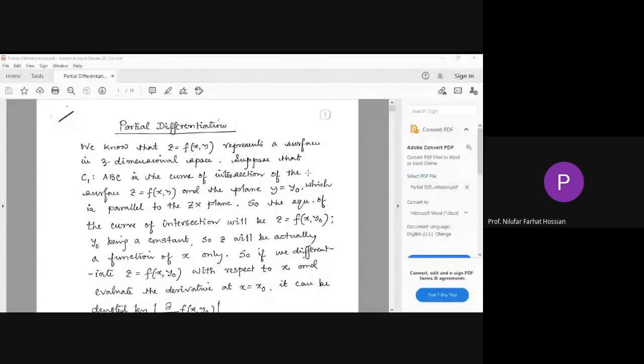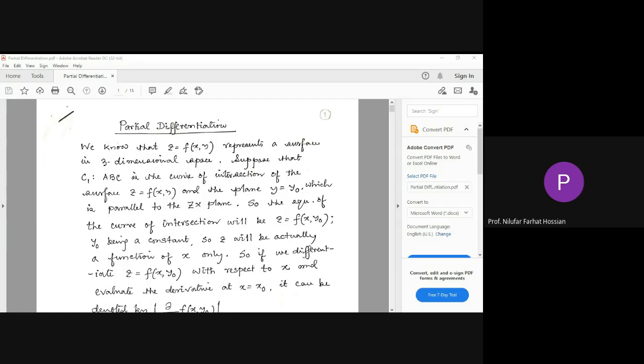Can you see me now? Yes, ma'am. Can you see the screen now? Yes, ma'am. Partial differentiation. Right, I think there was a problem with that laptop. I don't know. I have taken another laptop and I tried with this one. Anyway, we have lost sufficient time.